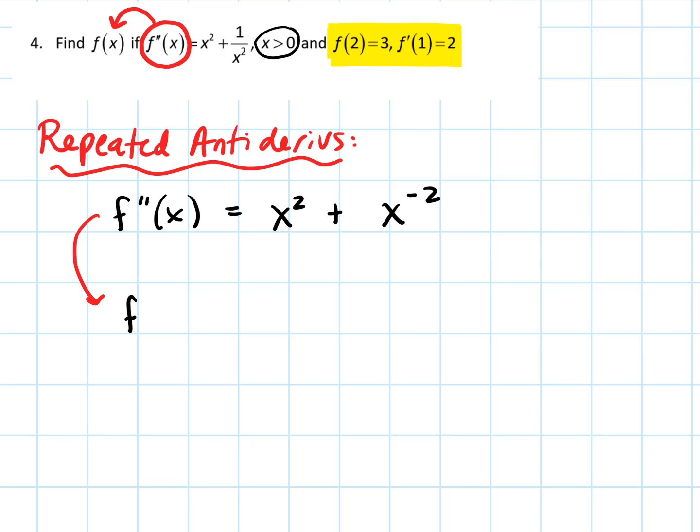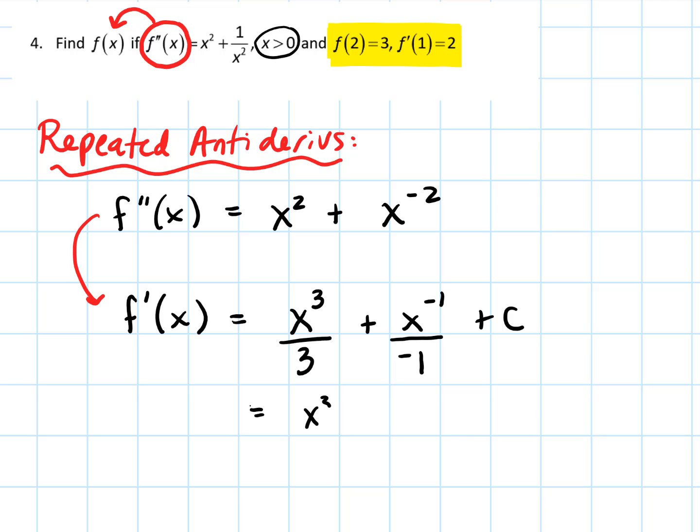So to go from f double prime backwards to f prime of x, we'll take one antiderivative. So we'll apply that power rule. This will become x to the third divided by 3 plus x to the negative 1. Remember, we add 1 to the power and divide by that new power, n plus 1. So the power becomes n plus 1, and we divide by n plus 1, plus a constant c. So f prime of x is equal to x cubed over 3 minus 1 over x plus c.